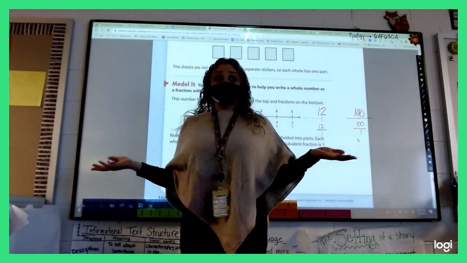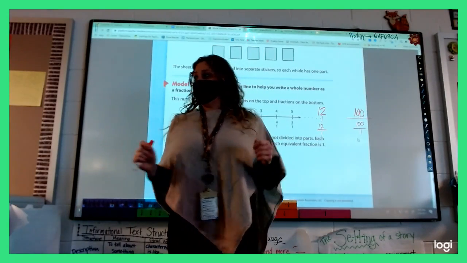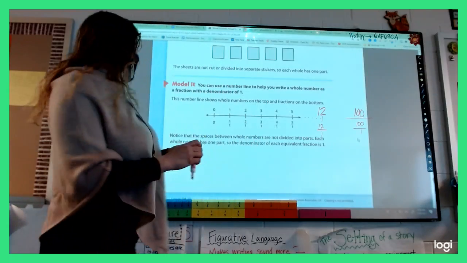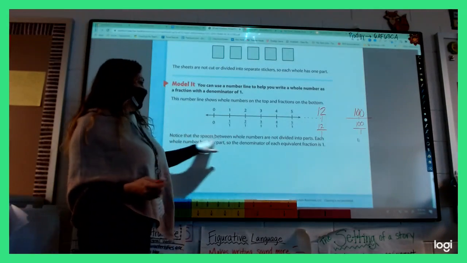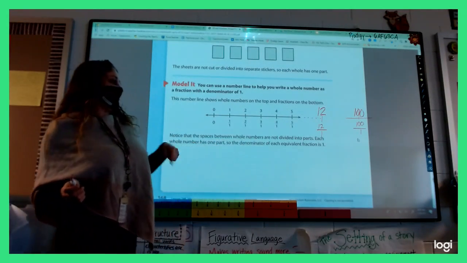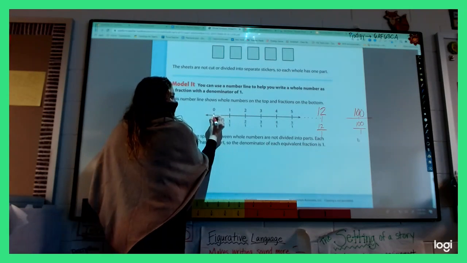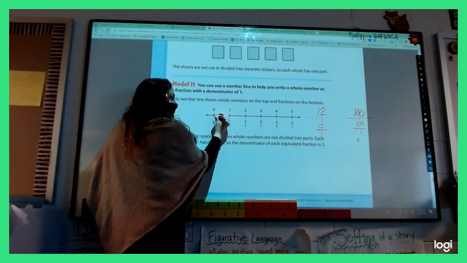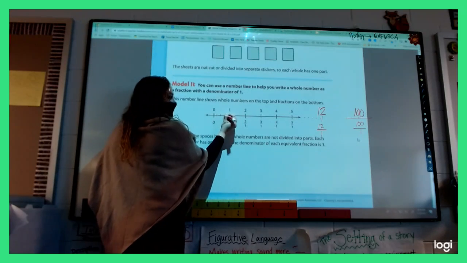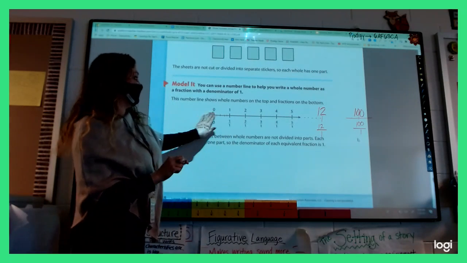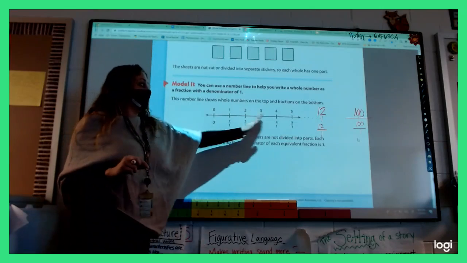Okay, that's mostly what we're doing today. Can we handle this? Yeah. I think we can. All right. Notice that the spaces between whole numbers are not divided into parts. So, usually when we go from 0 to 1, we've had to do like 1/4, 1/2. We've had to do all those little marks. That's not on here. So we are just looking at whole numbers.